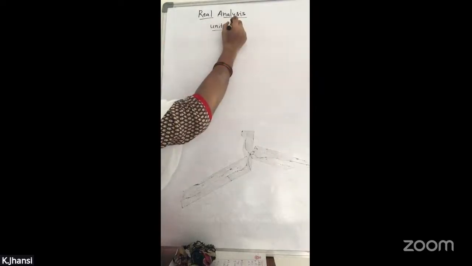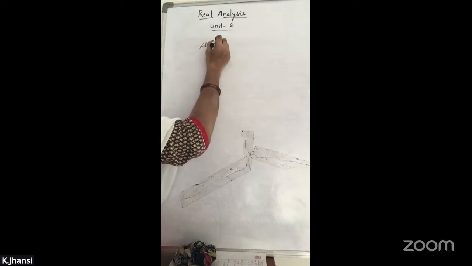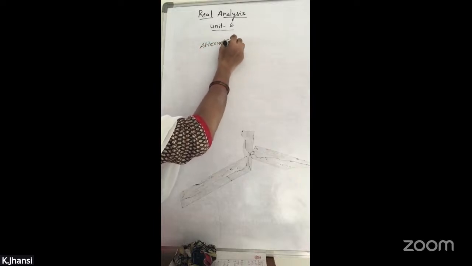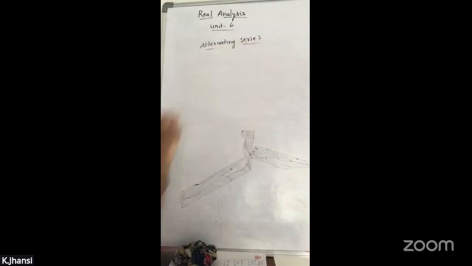So it is unit 6. Alternating series. Okay. So the definition of alternating series, you can see in the textbook, it is there. It is given as an infinite series formed by positive and negative terms occurring alternatively is called an alternating series. This is one of the definitions.